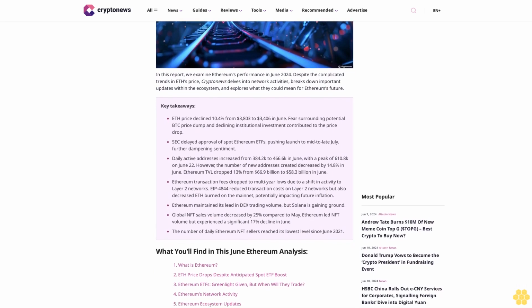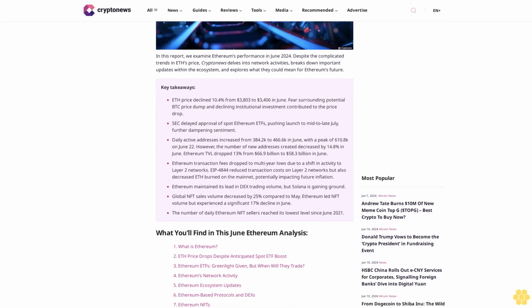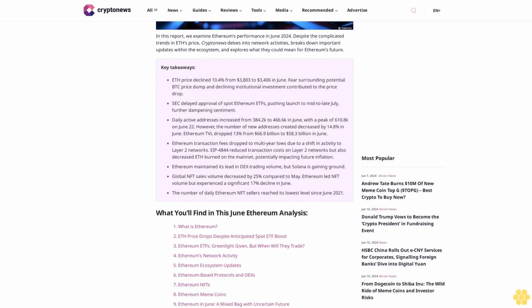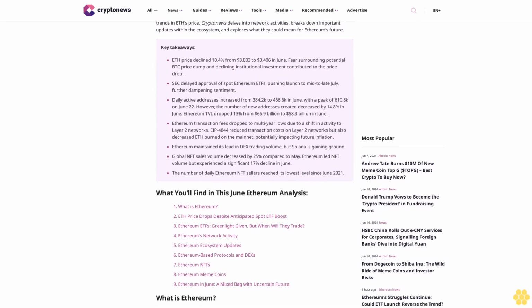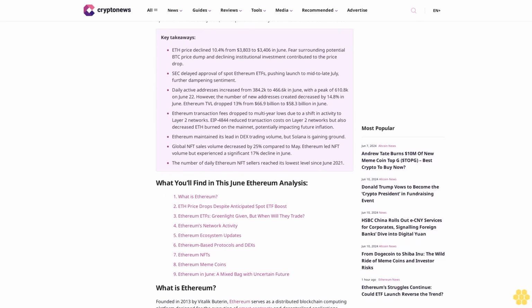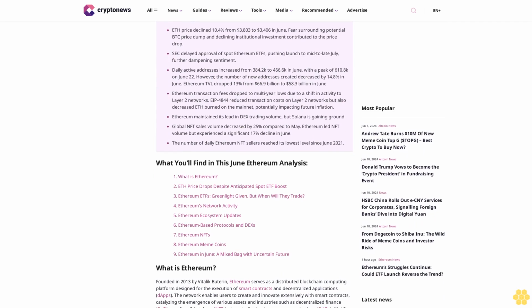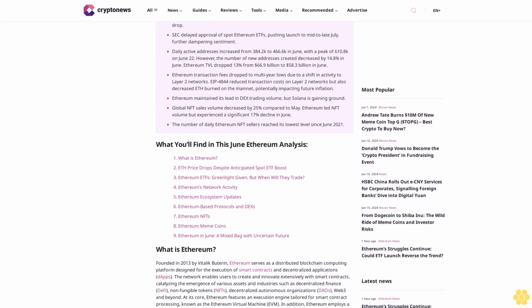Key takeaways: ETH price declined 10.4% from $3,803 to $3,406 in June. Fears surrounding a potential BTC price dump and declining institutional investment contributed to the price drop. The SEC delayed approval of spot Ethereum ETFs, pushing launch to mid to late July, further dampening sentiment.